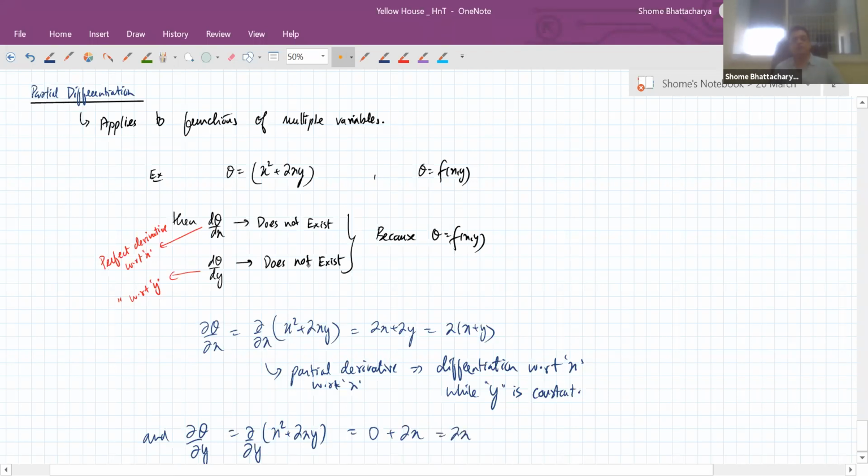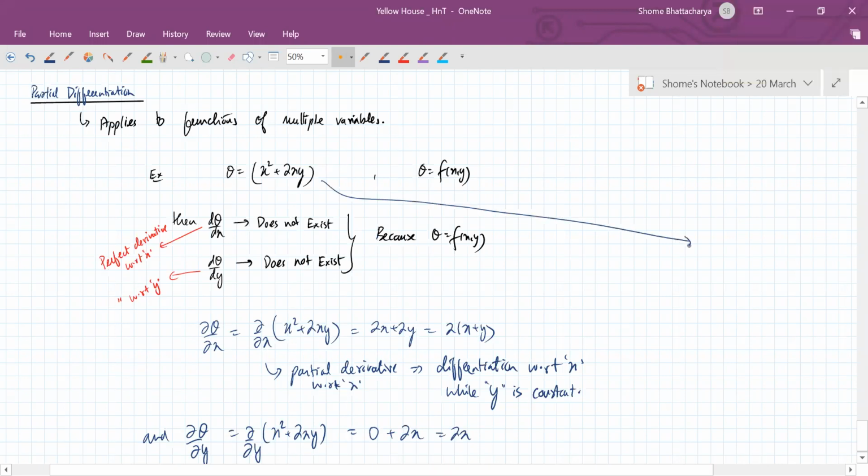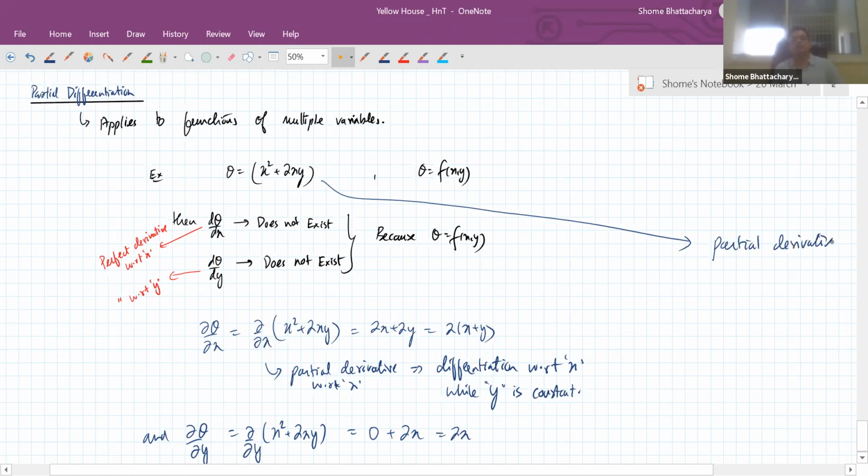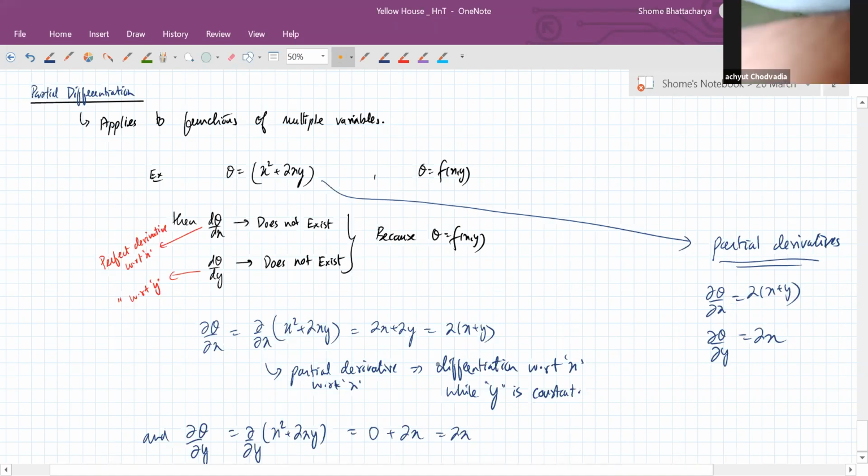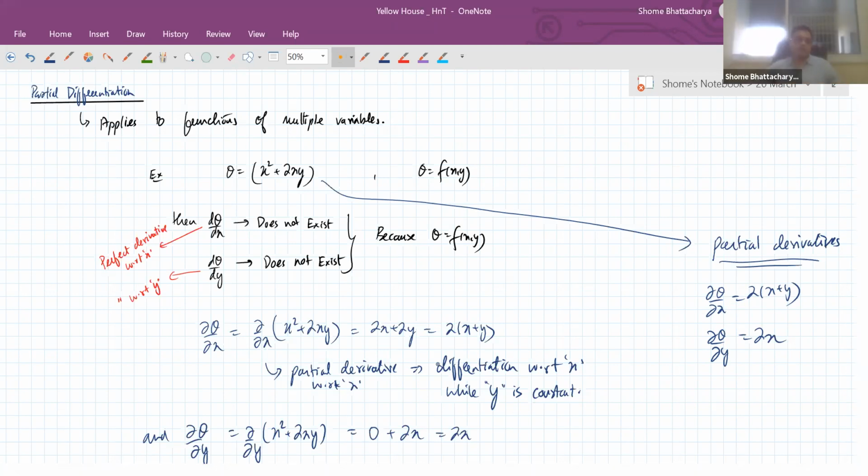So this function is such that instead of perfect derivatives, it has partial derivatives. Partial derivative with respect to x is 2 times x plus y. Partial derivative with respect to y happens to be just 2x. That is the nature of the function. Hope this is clear, how we have done the partial differentiation process here. Just note down this example, then we'll come back to potential energy and force.